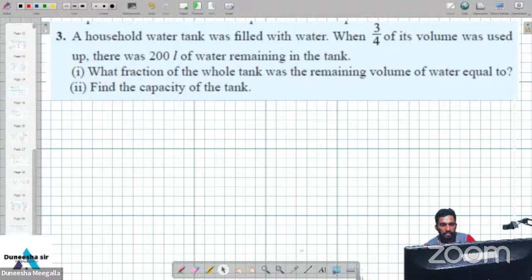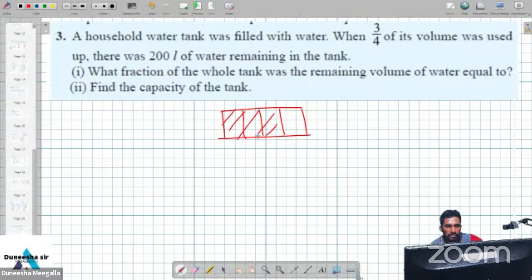Then you can use a figure. If you can't get the answer, you can use a figure. Then how much is used? 3/4 is used. This is the 3/4. 3 of 4. How much is remaining there?